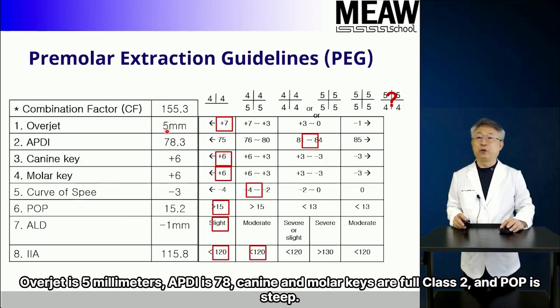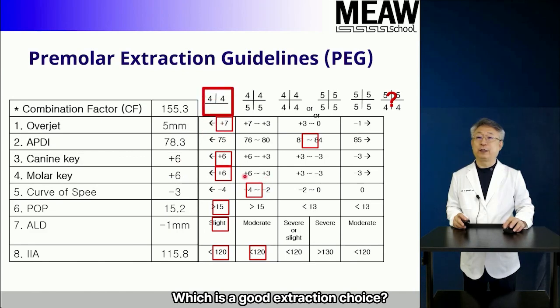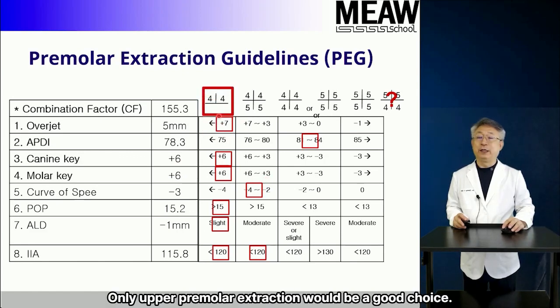Overjet is 5 mm, APDI is 78, canine and molar keys are full class 2, and POP is steep. Which is a good extraction choice? Only upper premolar extraction would be a good choice.